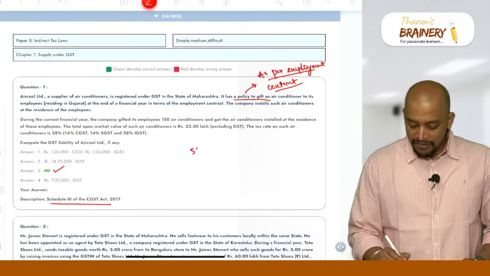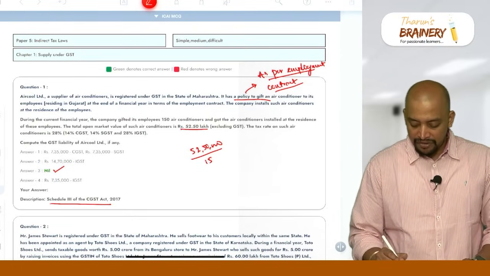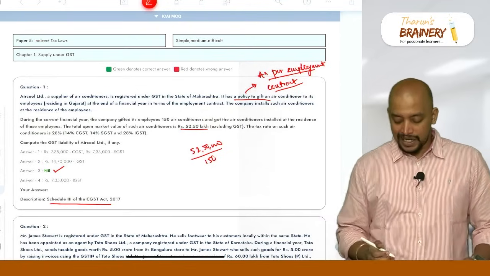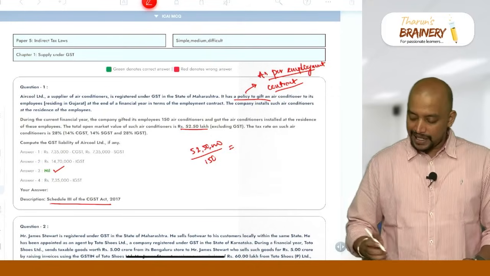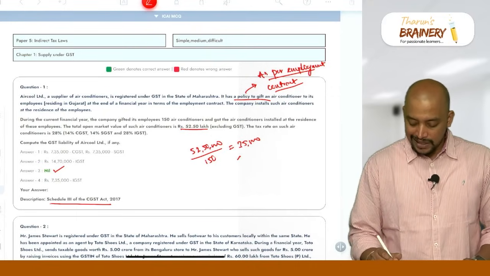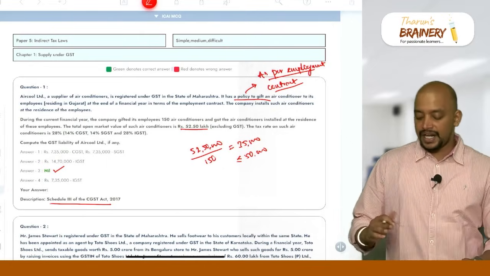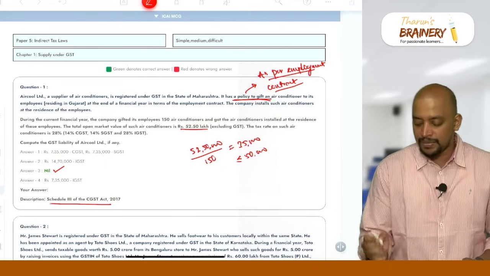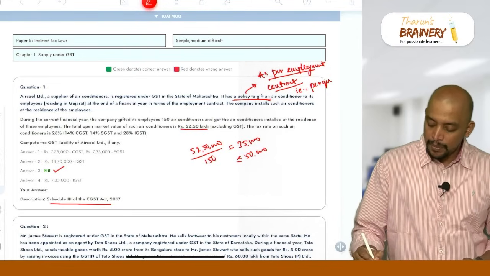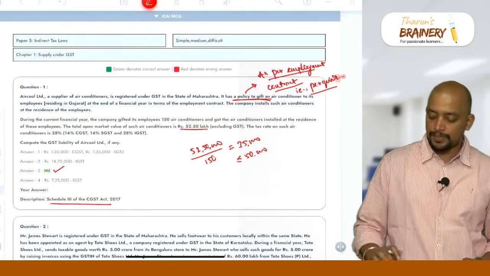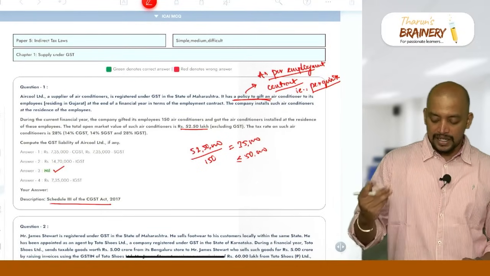Even otherwise, if you see, 52,50,000 is the total value of the air conditioners, divided by 150 air conditioners, because it is one air conditioner per employee. So 52,50,000 divided by 150 air conditioners will come to 35,000, which does not exceed 50,000. So even then the answer will be nil, it is not a supply. Anyway we can take either view, but actually here they mean to say policy means it is as per employment contract. If it is as per employment contract, that will be called as perquisite. So it will be coming under perquisite. That is the meaning of that statement. It is a perquisite and therefore it is excluded from supply.